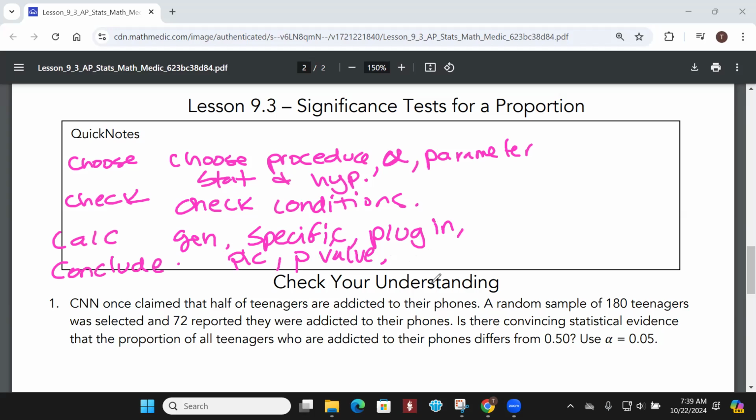We did the normal distribution. Gotta draw the curve. If the conditions are checked and large counts work, you can draw the normal curve. That's your picture. Okay. And then for conclude, we're going to interpret and decide.